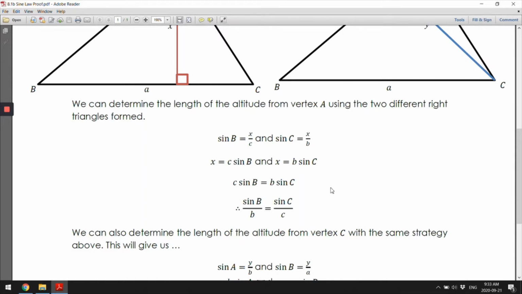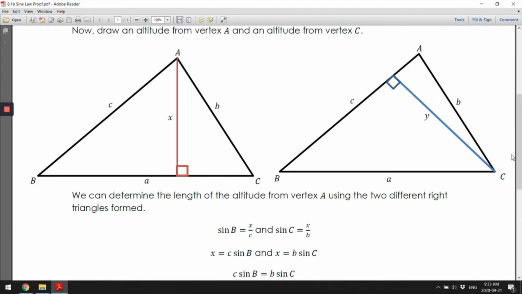Now, what if we worked with the altitude from vertex C instead? Once again, if you work with the altitude from vertex C, you're going to divide your acute triangle into two right triangles. From the bigger right triangle in this diagram, you can solve for the length of the altitude, which I've labeled as y, using, once again, a sine ratio.